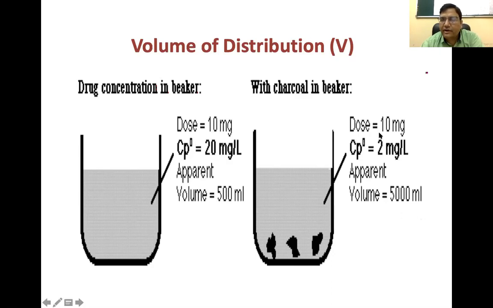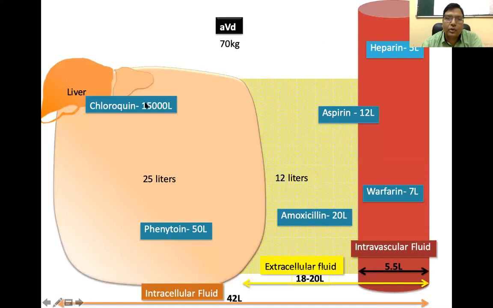So, when we give a drug in a dose of 10 milligram, and we get a concentration of 2 milligram per liter, the apparent volume becomes 5,000 ml. Here it is 500 ml, it is 5,000 or 5 liters. The level of the water is the same in both these beakers, but due to the presence of this charcoal which absorbs the drug, the plasma concentration is less. Similarly, it happens with chloroquine also.